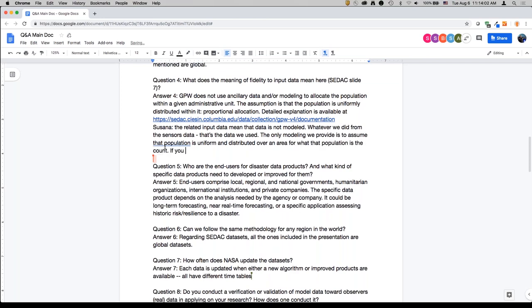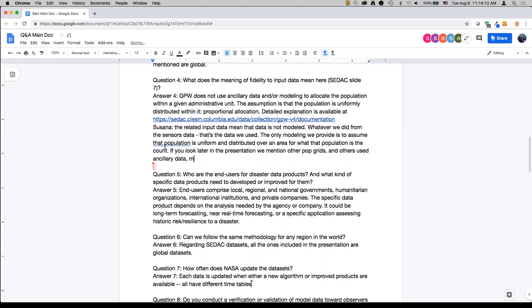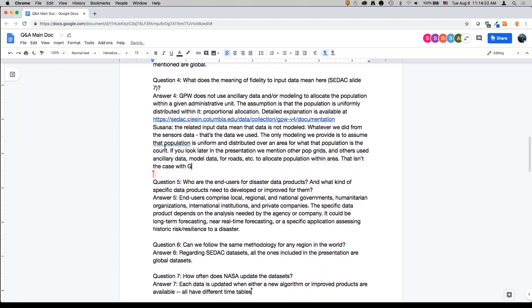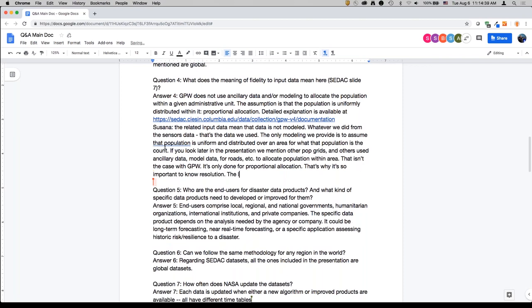If you look later in the presentation, we mentioned other population grids. Other providers use model data using ancillary data like roads or obstacles to allocate the population within the administrative area. That's not the case of GPW. The only thing we do is area weighting or proportional allocation. And that's why it's so important to know the resolution of the input data, because the larger the area, the more likely it is that the areal weighting is not going to be a very real representation. The good news is that the census data has more and more higher resolution. So that's the explanation.